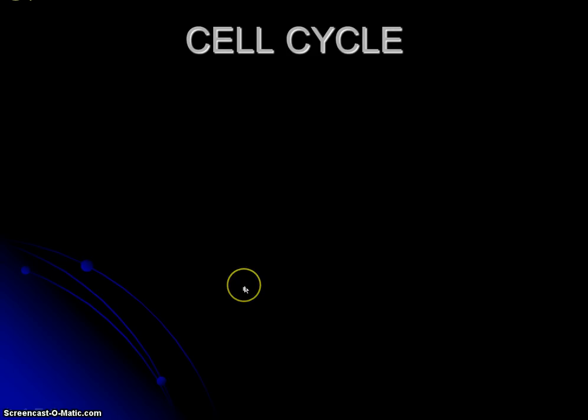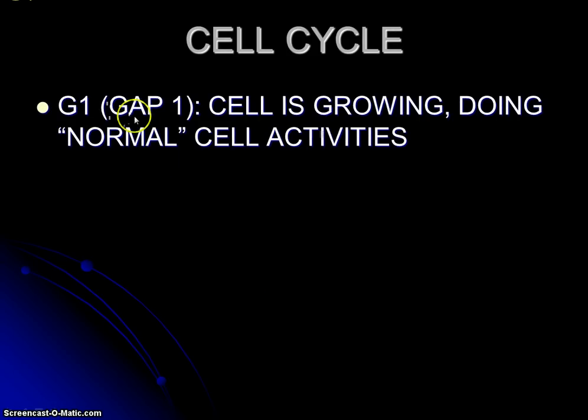So very quickly, G1 refers to gap because it doesn't look like the cell is doing anything, when in fact it is. It's growing, it's doing its quote-unquote normal cell activities, making energy in the mitochondria, getting rid of waste, using lysosomes to break down damaged organelles, all of the things that we've been learning about the cells normally do. But they call it gap because it doesn't look visibly like the cell is doing anything. But this is a cell being a cell.